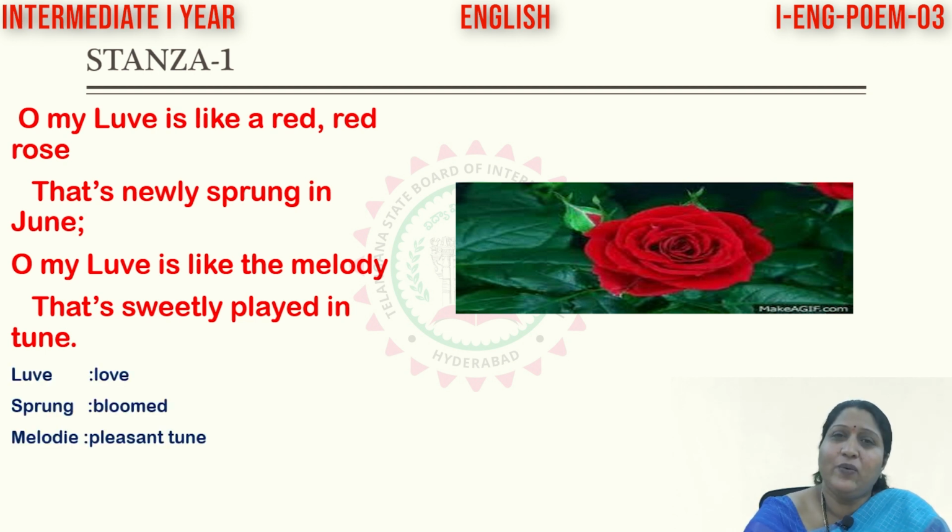So, children, you can take a look at the words here. The word luv is love, which is actually in a Scottish dialect. That is, the poet is from Scotland. Therefore, he used certain words which are in Scottish dialect. Similarly, take a look at the meanings of the words like sprung, which means bloomed or blossomed, and melody is nothing but a pleasant tune.